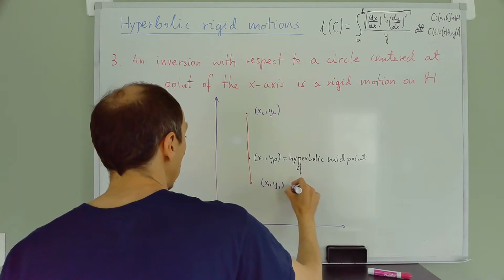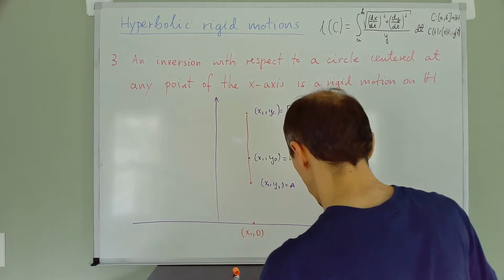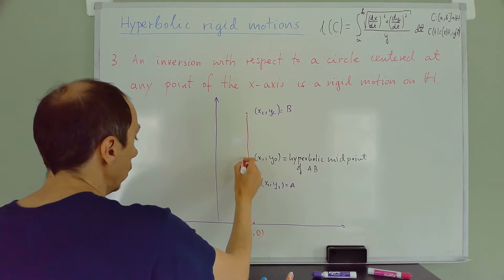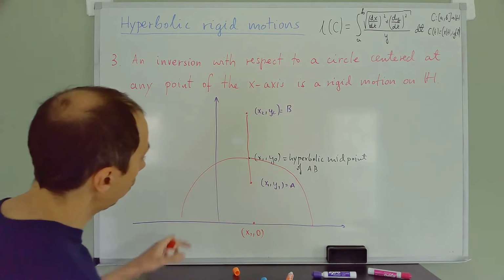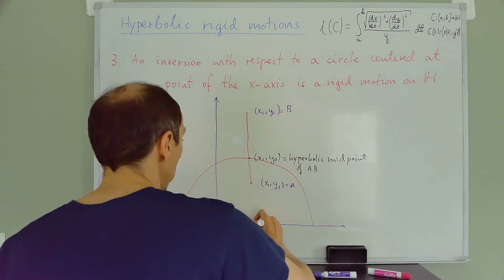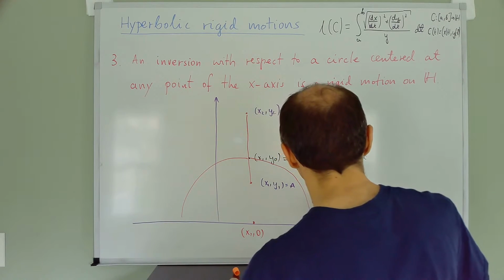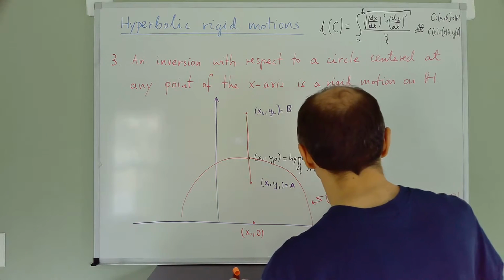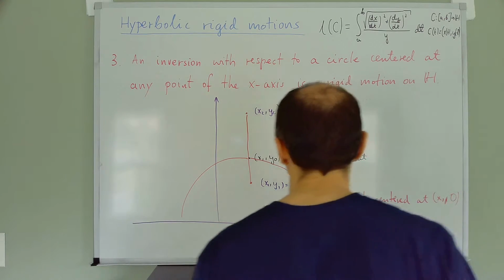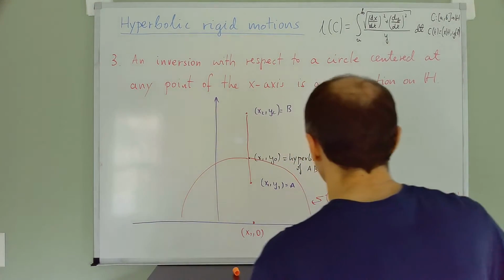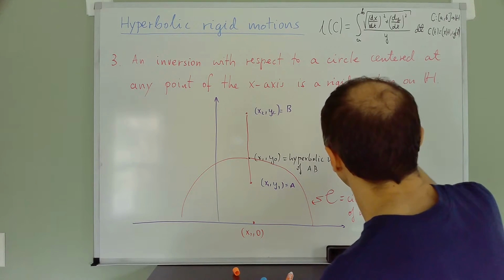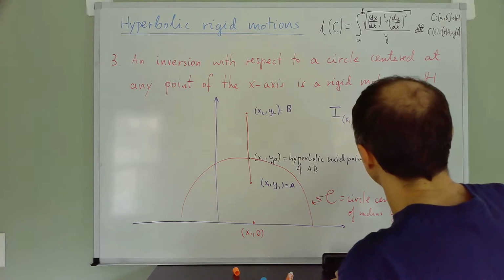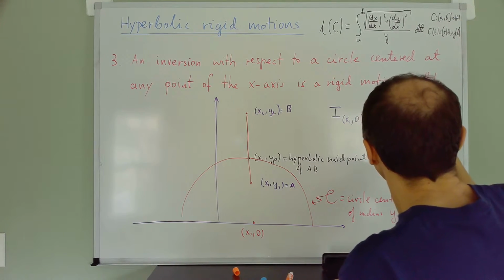So let's call this A and this B. So the hyperbolic midpoint of the line segment AB. Then, if I draw a circle centered at (x1, 0), going through this point, this is the center. So C, circle, centered at (x1, 0), of radius y0, then we showed last time that the inversion with respect to that circle, so the center is (x1, 0), and the radius is y0, of A was B.